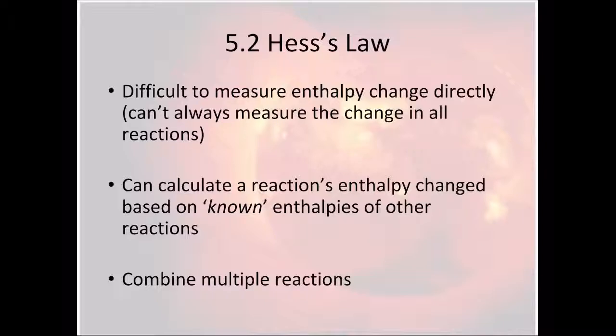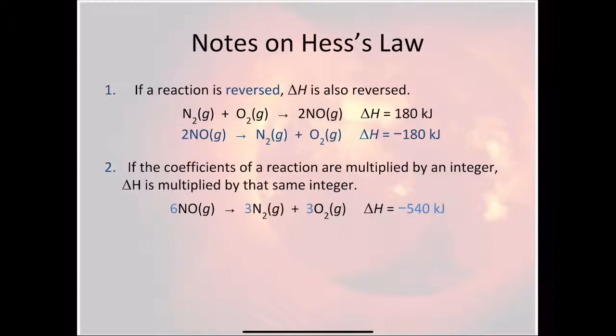So Hess's Law really is just a tool, a way to describe a reaction, for things that are hard to measure. Let's say you have some reaction that you cannot physically do in your laboratory, or something is holding you back from doing it. Maybe you don't have the materials. You can predict what the enthalpy change will be based on other known reactions that we've already studied. So you can calculate a reaction's enthalpy change based on known enthalpies of other reactions, and you can combine multiple reactions. Now, before we get into an actual example, I'll give you a couple of notes on that.